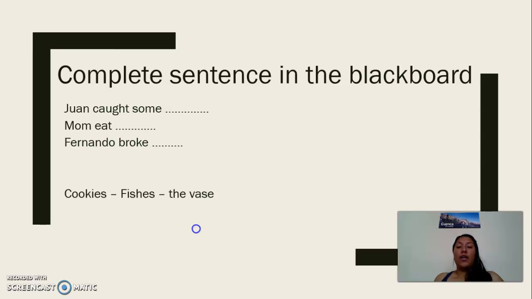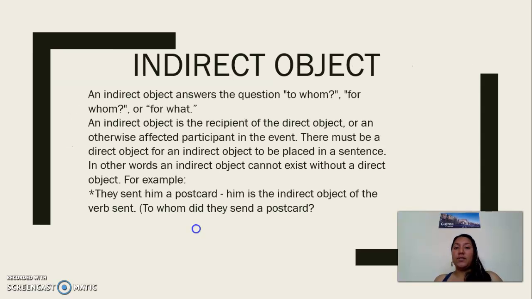Now we have the next tip: complete a sentence on the blackboard. The teacher is going to give the students some keywords, and the teacher is going to write some sentences on the blackboard, and the student has to complete them. For example, Juan caught some, and the student has to fill in the correct word, fishes. Mom ate cookies. Fernando broke the vase. All these sentences answer the question what. For example, what did Fernando break? And the answer is the vase. So the vase is the direct object.